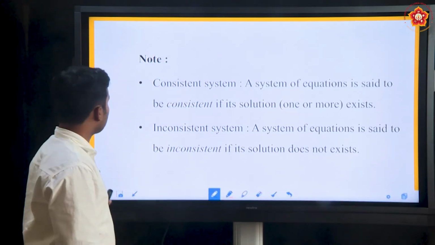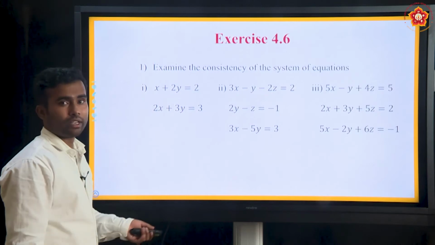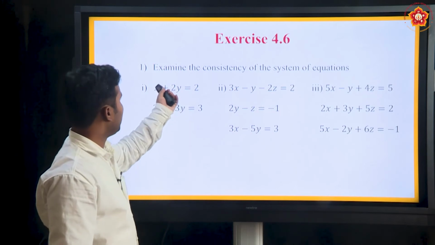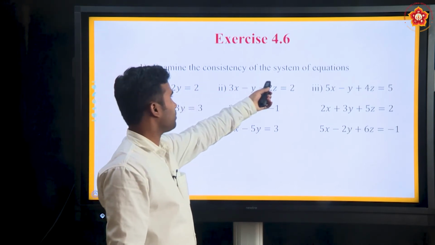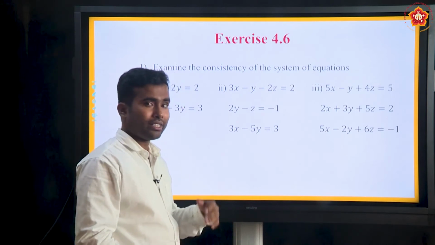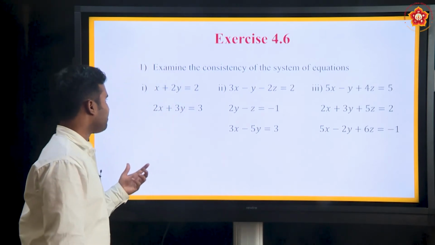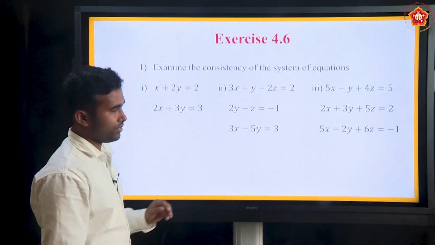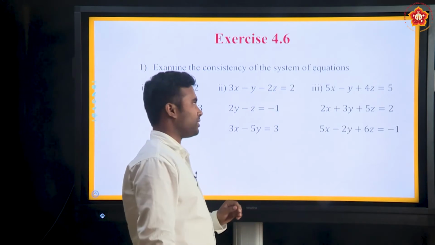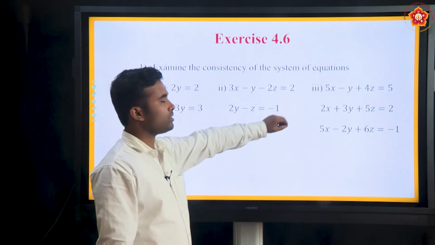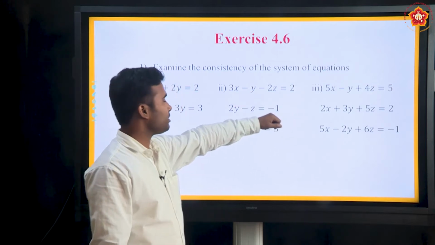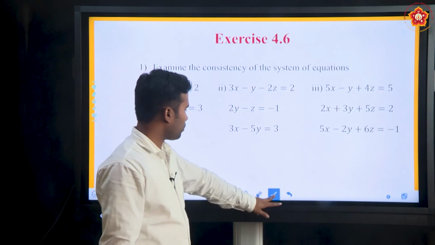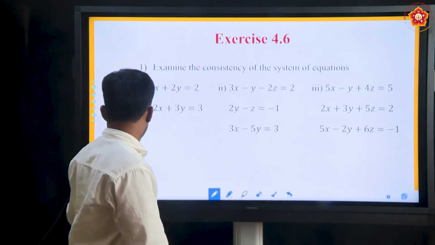Now we are going to solve some examples from exercise 4.6. Here, examine the consistency of the system of equations. How are you going to examine it? See, these are the systems of equations. Here there are three equations with three variables, but here we have only two equations since we have two variables, x and y.